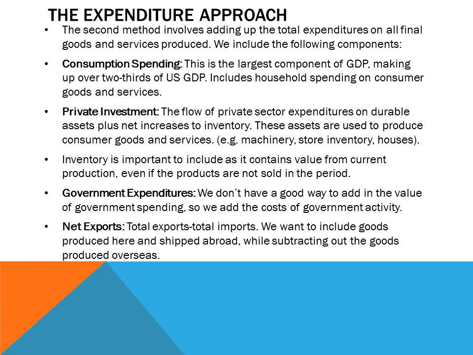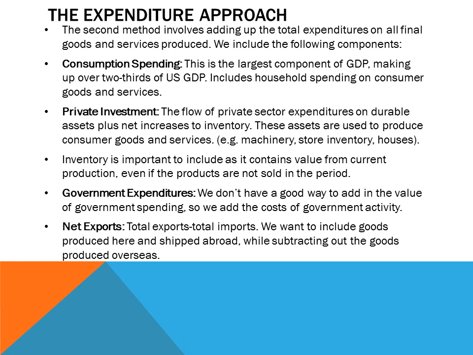Next, we have private investment, which measures the flow of private sector expenditures on durable assets plus net increases to inventory. These assets are used to produce consumer goods and services. For example, they may include machinery, store inventory, or even homes bought by consumers. Now, the reason that homes are included in private investment is because we will have a future flow of rent services which will come from the households.